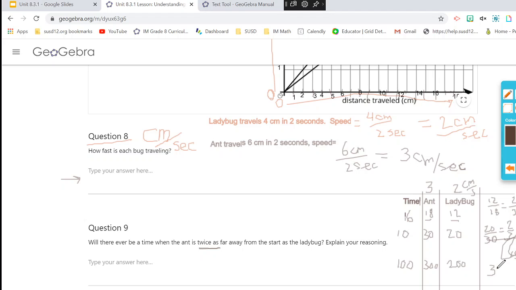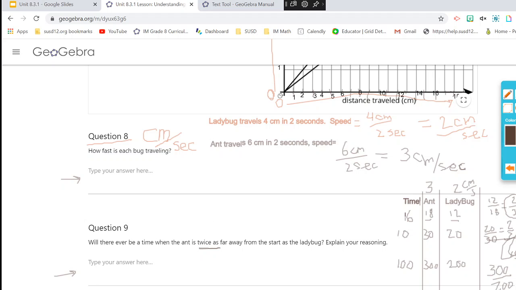Let me flip my ratio over. Look at it this way. Ant has traveled 300 centimeters. Ladybug has traveled 200 centimeters. That is equal to 1.5. Not twice as far, but only 1.5 times farther. There will not be a time when ant is twice as far as ladybug. Ant will always be 1.5 times farther than ladybug. No matter how much time goes by, ant will always be 1.5 times farther than ladybug. Ladybug will always be 2/3 as far as ant.